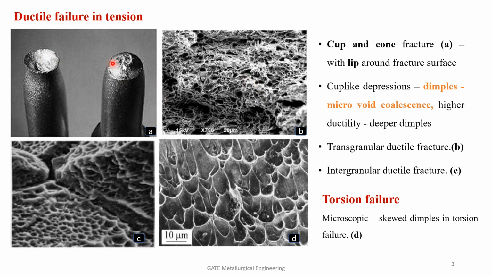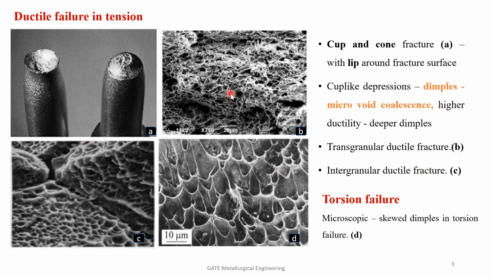If we observe this particular section under a microscope, we will be able to see dimples or cup-like depressions. These dimples are usually formed due to microvoid coalescence, that is, small voids at the micron level coalescing with each other to form these dimples. Deeper dimples mean that the material has higher ductility. In case of ductile fracture under tension, there are two types of fracture. One is transgranular and one is intergranular.